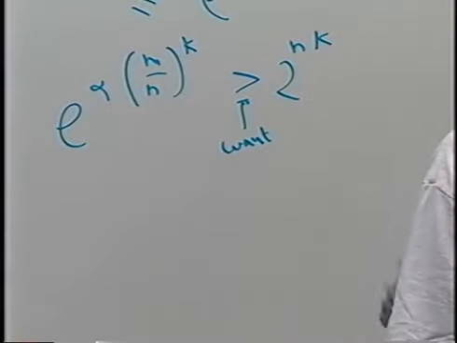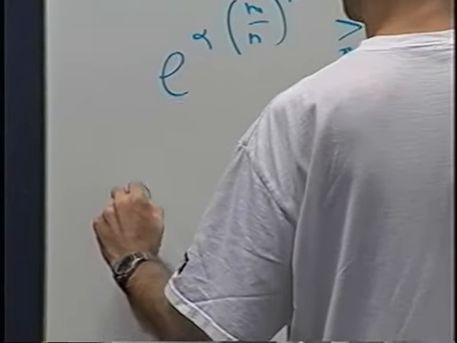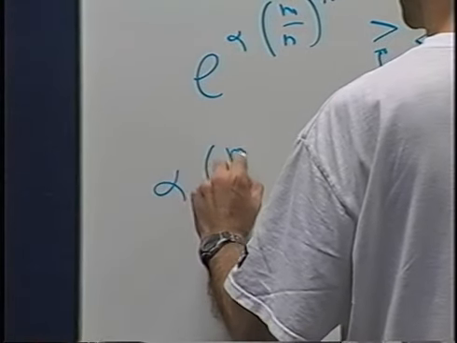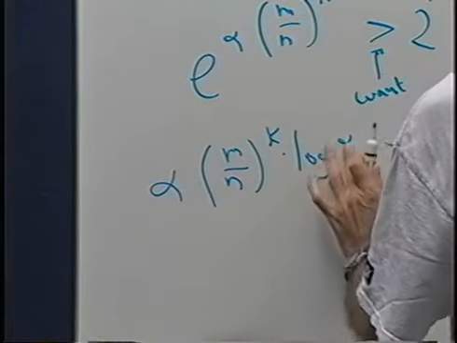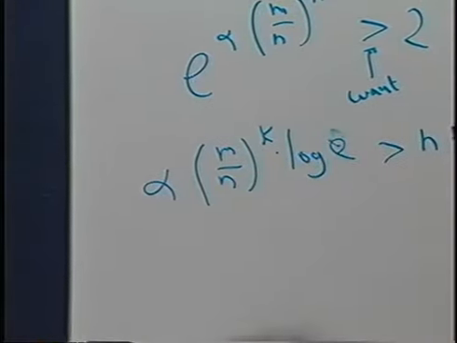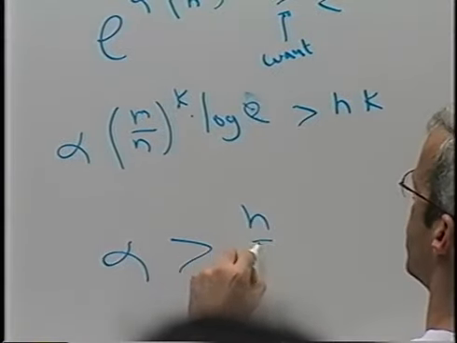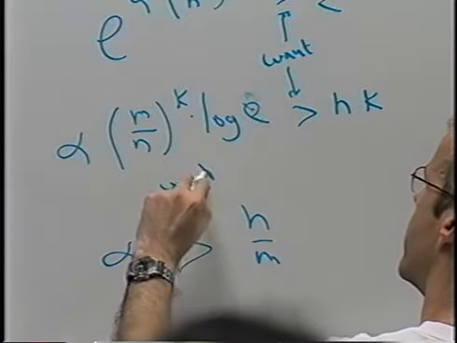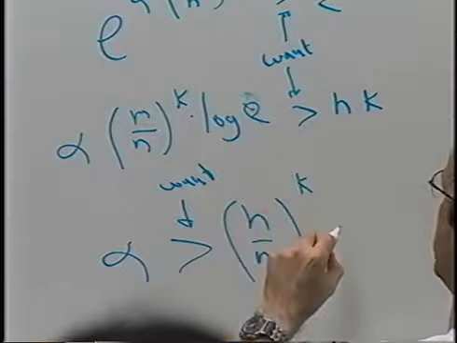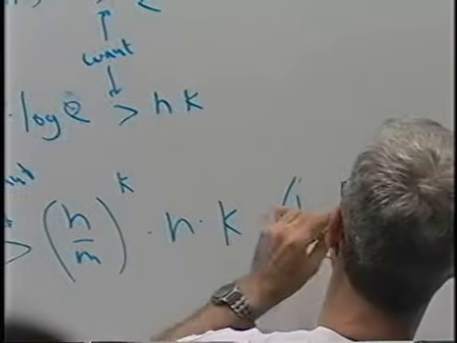And I'm taking logarithm to the base 2. We want that nk is less than alpha times (m over n) to the k times log e. And therefore, we want that alpha is bigger than (n over m) to the k times n times k divided by log e. Okay, so that's what we want.